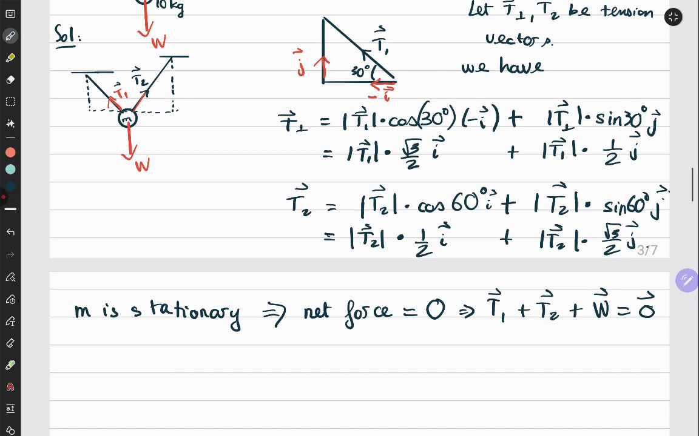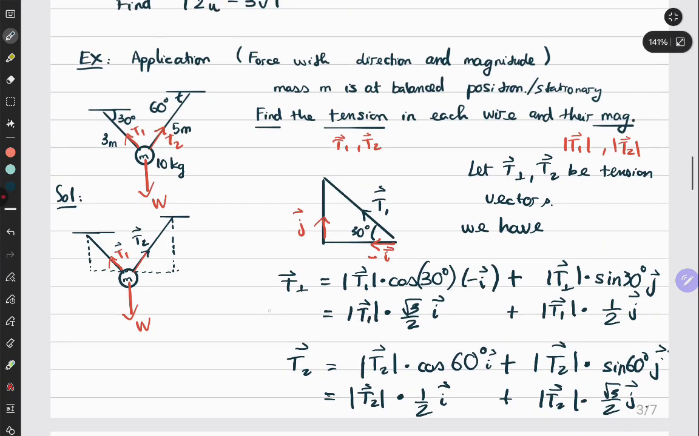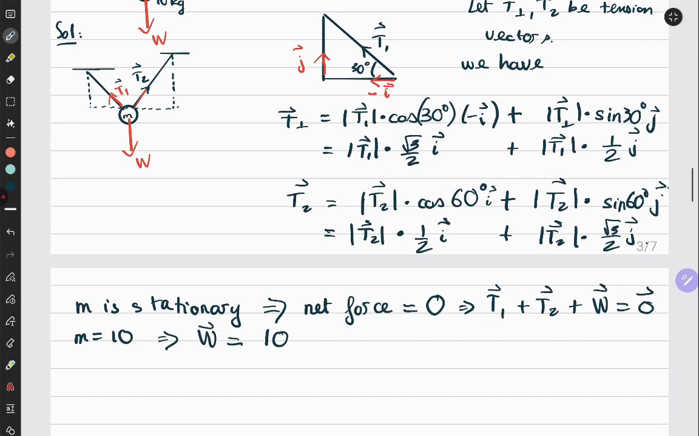In here, T1, T2. Now, let's speak about the weight. Let's find the weight first, and then we're going to use these two. We have the mass: M equals 10. Therefore the weight is 10 something. For sure there's 10 in there, 10 times G.